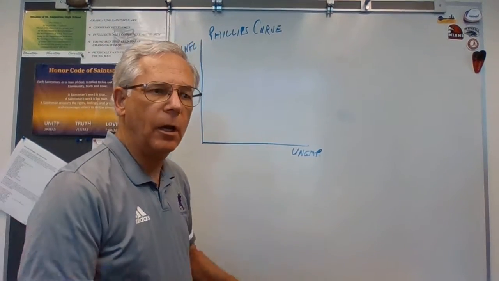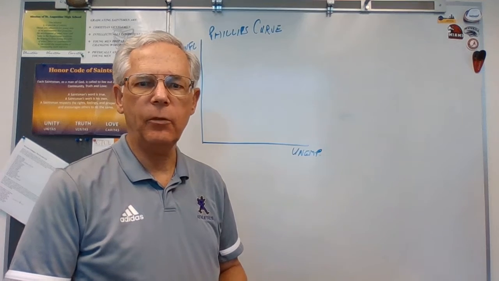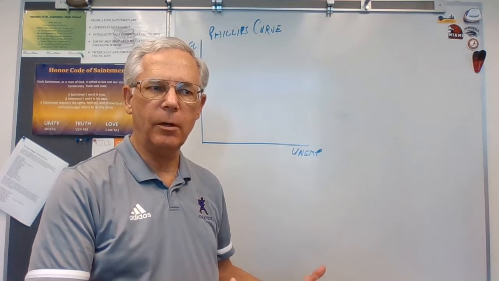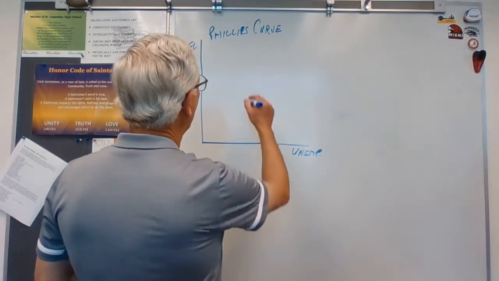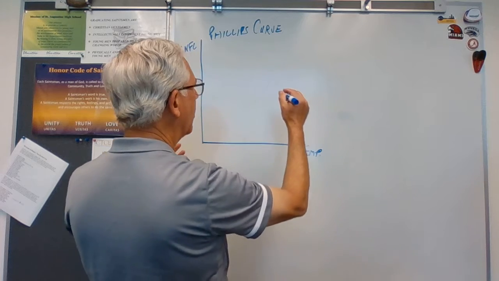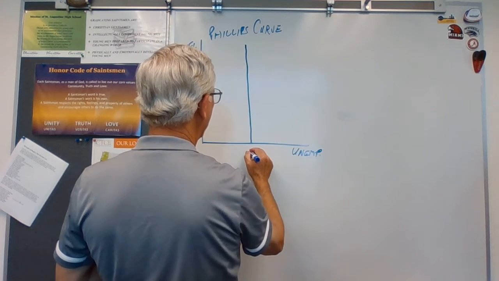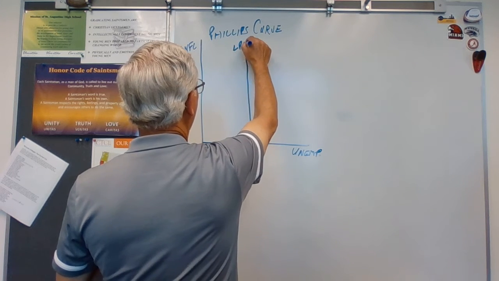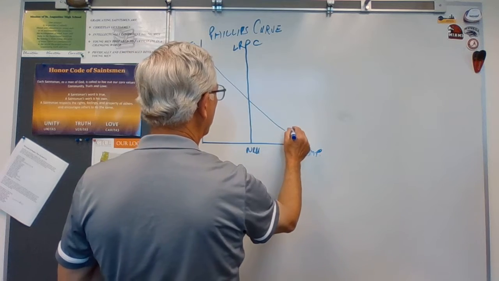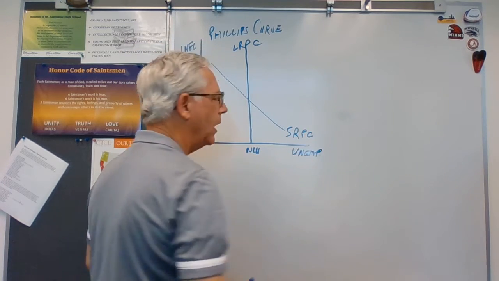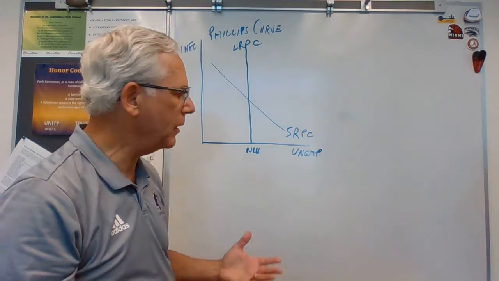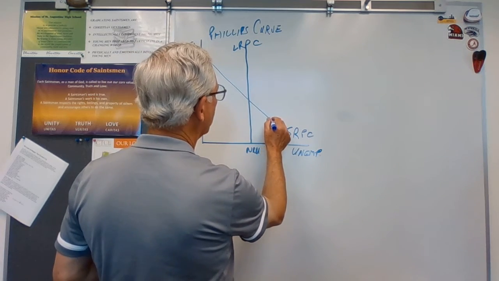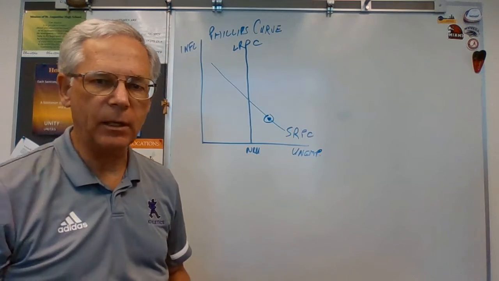If you're told that an economy is in recession, draw a graph of the Phillips curve showing that the economy is in recession. I recommend you always start off with the long run Phillips curve at the natural rate of unemployment, the NRU, LRPC. Then draw your short run Phillips curve, SRPC. If the economy is in recession, that means that unemployment is high and inflation is probably low, so we're out here. That would be the position of an economy in recession.